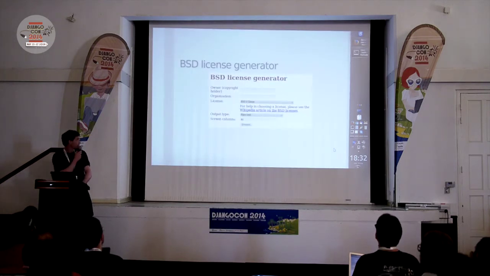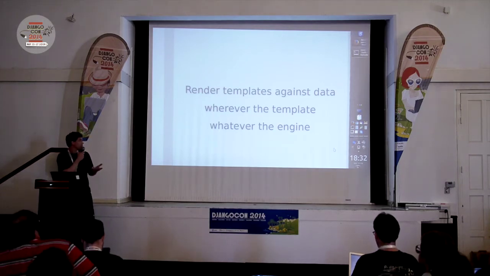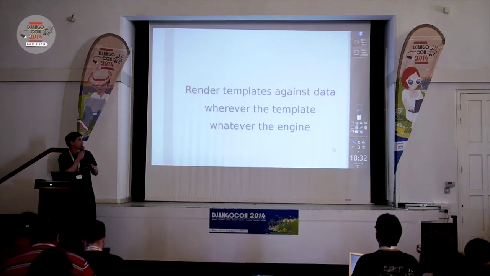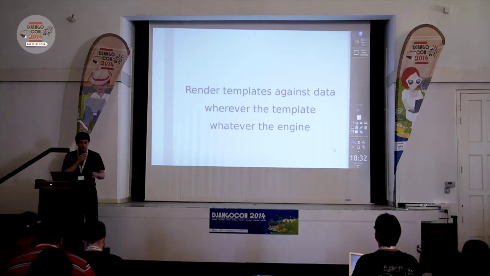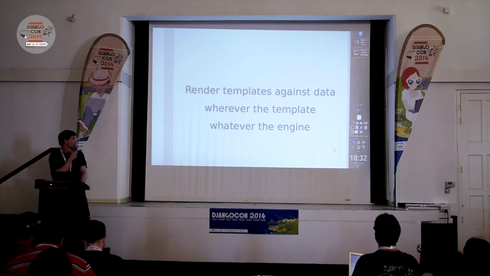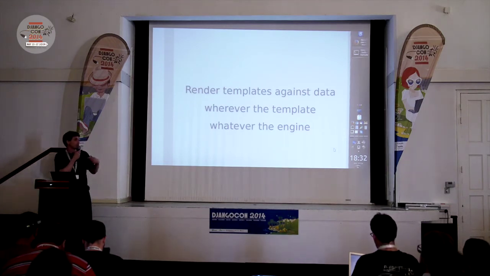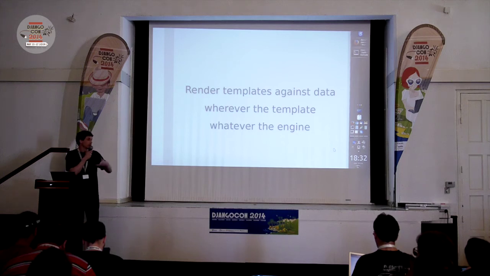numerous, multiple. So a challenge could be to render templates against data, wherever the template is, on GitHub, on your computer, on Bitbucket, on storage, anyway. And whatever the engine, because we don't want to install things before we can generate files, we just want to provide the data to the template and get the files.